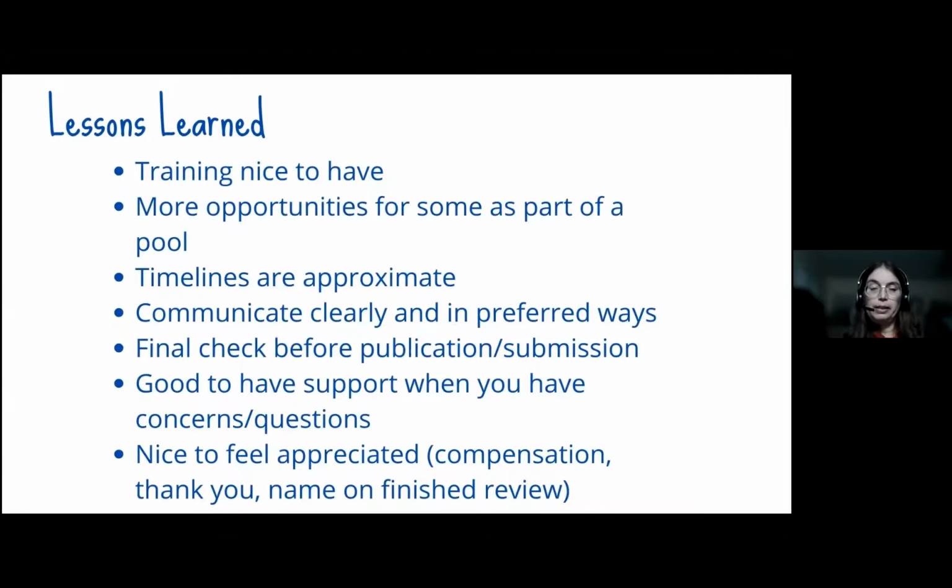And I don't know how I would get connected to these opportunities. Timelines are approximate, contingency plans are needed, communicate clearly and in preferred ways, and have a final check-in so that the citizen partner can say, oh, I really didn't mean to say that, or yes, absolutely, I love it. You've gotten everything I've said in there. It's good to have the support. As I said, I really do think Maureen and Francois are bridges. There's somebody that we can go to. If I didn't have them, I would have liked to have another patient partner definitely on the team.